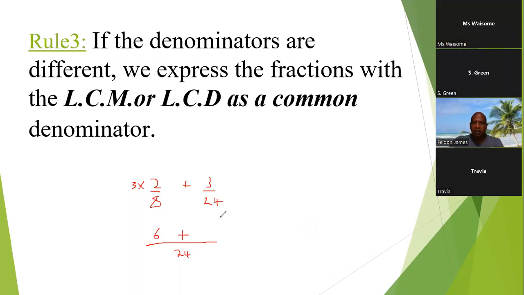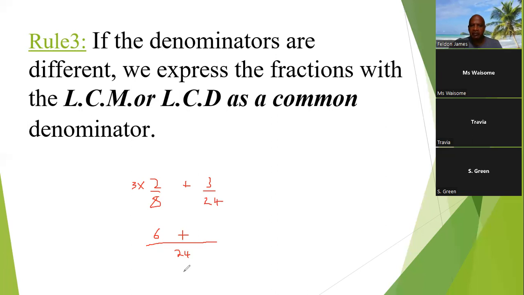Okay, good. Now we want to say how many times 24 can come out of itself. So that will give you 1 time. So we have 1 times the numerator 3. So 1 times 3 give you 3. And so now we just simply add the numerators. Now, remember, they both now have 24 as a common denominator. So once the denominators are the same, we can just add the numerators. So this will give you 9 over 24.